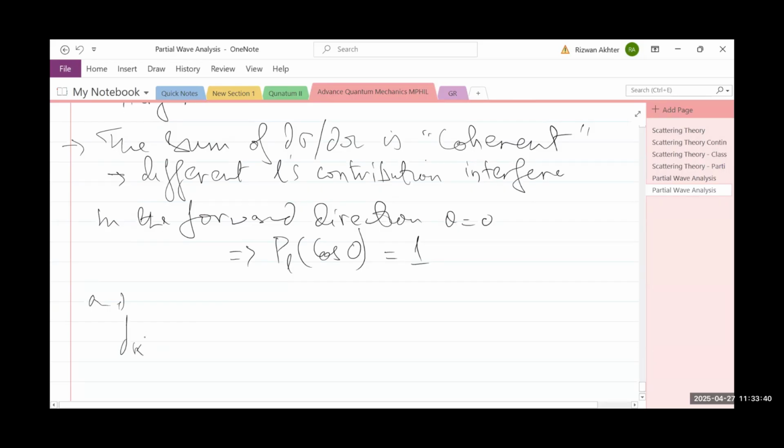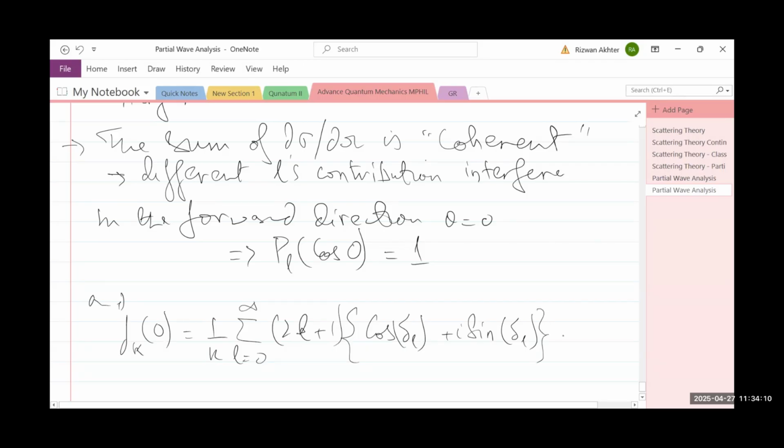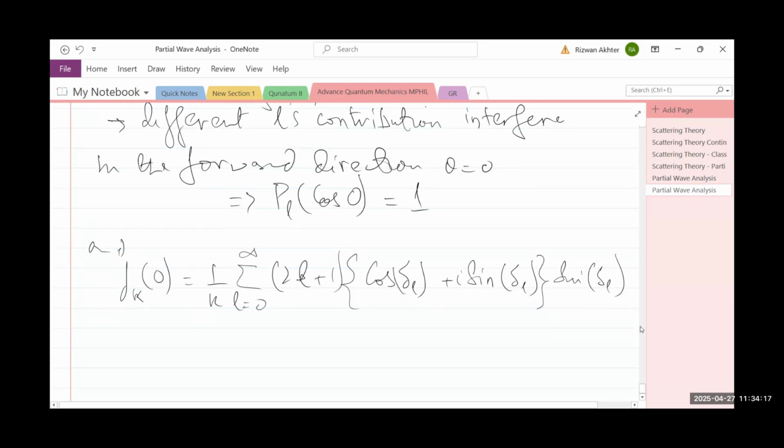f sub k of 0 would be equal to 1 over k, summation over L equals 0 to infinity, 2L plus 1, and then we have this factor: cos of delta L plus iota sine of delta sub L, and sine delta sub L. So the imaginary part of this, that is the second part inside the curly braces, would be proportional to the cross section, as we just saw.